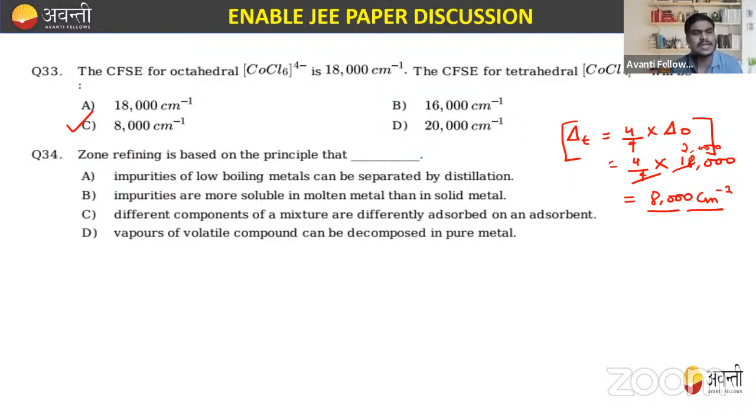Now, let's move to the next question. That is question number 34. This question is basically from metallurgy. So what does the question ask? Zone refining is based on the principle that... You have 4 options, right? Out of these 4 options, which one is correct? How many of you did this correctly?